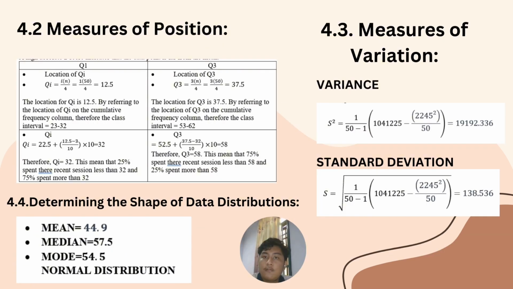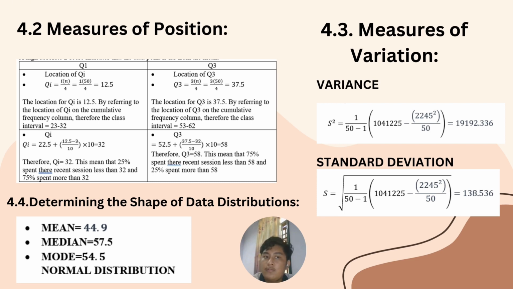And you will get 44.5. For 4.2, measure of position, you need to find Q1 and Q3. For the location of Q1, we need to put 1 times 50 divided by 4, and we will get 12.5, which is the location of Q1, and therefore the class interval is 23 to 32.